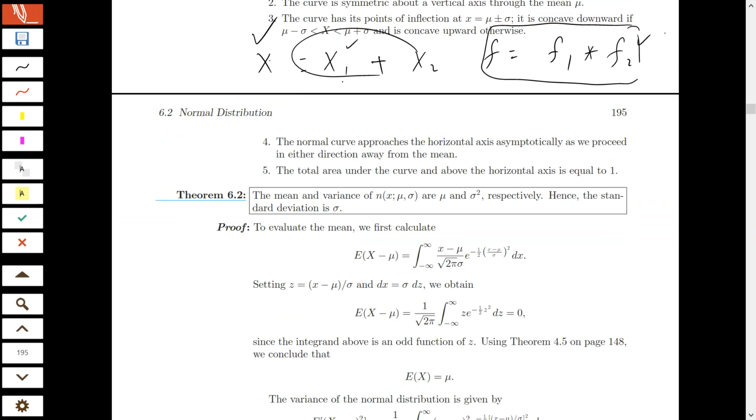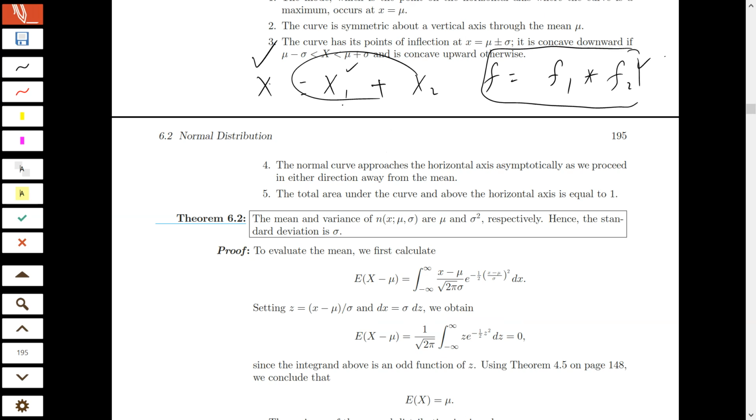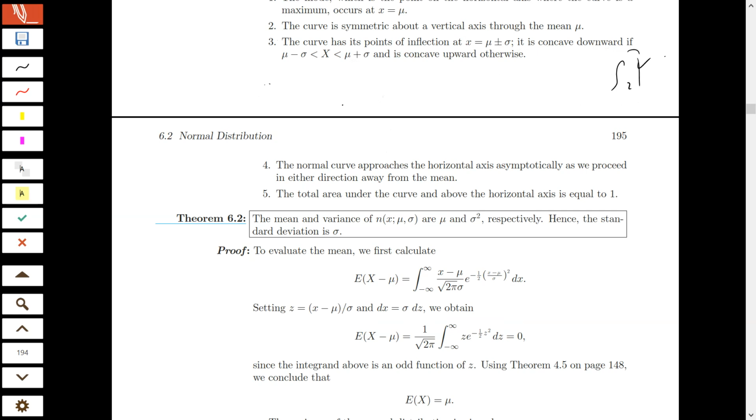Unfortunately, we don't have this as one of our topics. Otherwise, proving this is not very difficult. But I don't want to get into that direction. You can just remember it somehow. Okay.